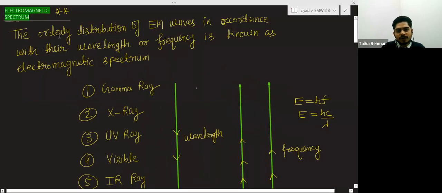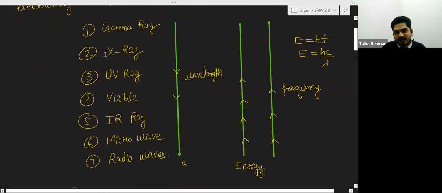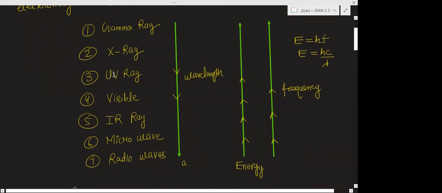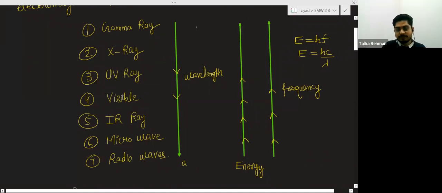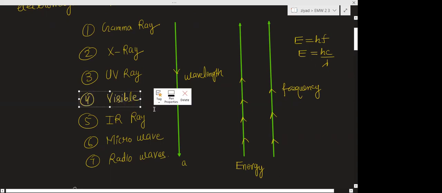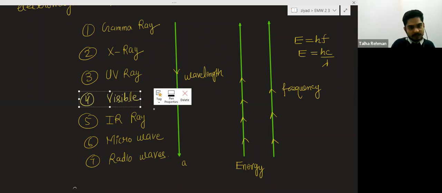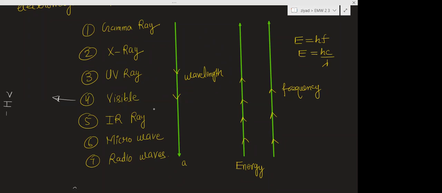Electromagnetic spectrum: the orderly distribution of electromagnetic waves in accordance with their wavelength or frequency is known as the electromagnetic spectrum. So basically in electromagnetic waves, we have the gamma ray. Gamma ray is an electromagnetic wave. Then X-ray, ultraviolet ray, visible. What is the meaning of visible? This visible is the VIBGYOR, the visible light, the sunlight. Visible is the VIBGYOR. VIBGYOR means violet, indigo, blue, green.